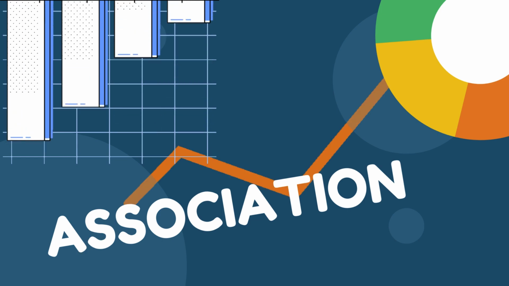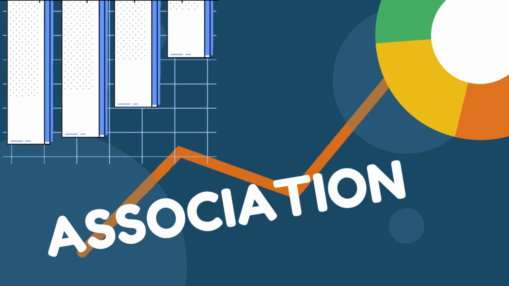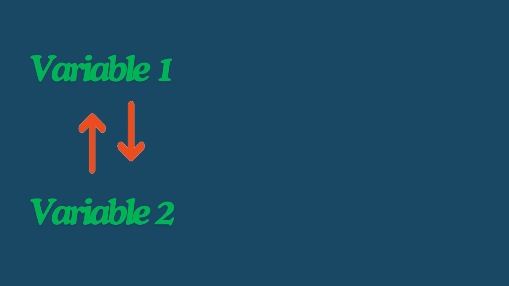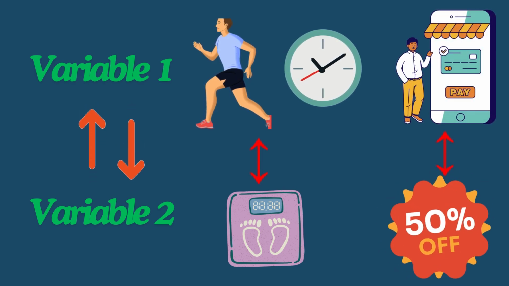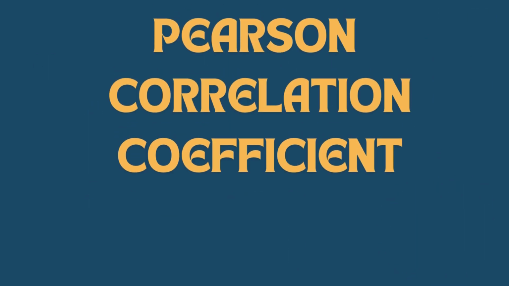Let's discuss a test that explores association between variables. Till now, we have measured the effect of one variable on another variable, but what if we want to find a relationship between two variables, such as if there is any relationship between exercise time and weight loss, or between price decrease and sales? For that, we use Pearson correlation coefficient.